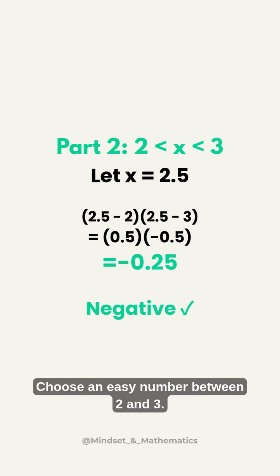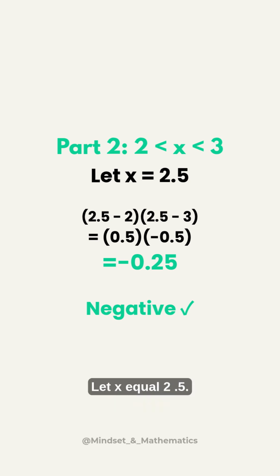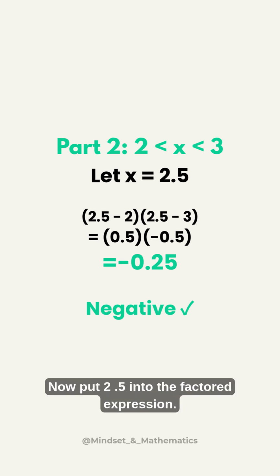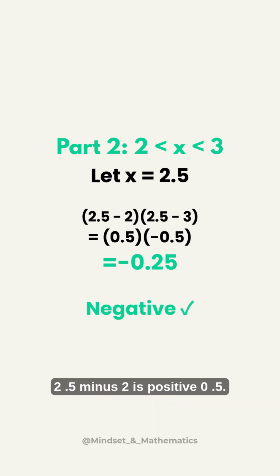Choose an easy number between 2 and 3. Let x equal 2.5. Now put 2.5 into the factored expression. 2.5 minus 2 is positive 0.5. 2.5 minus 3 is negative 0.5. Positive 0.5 times negative 0.5 is negative 0.25. This is negative, so this part works.